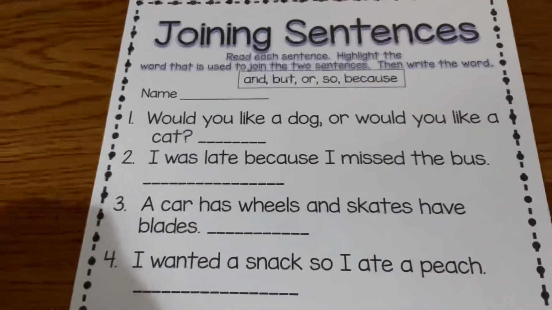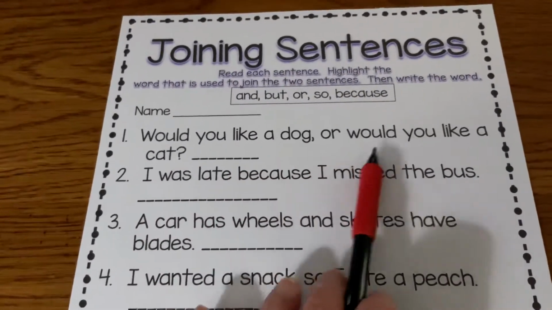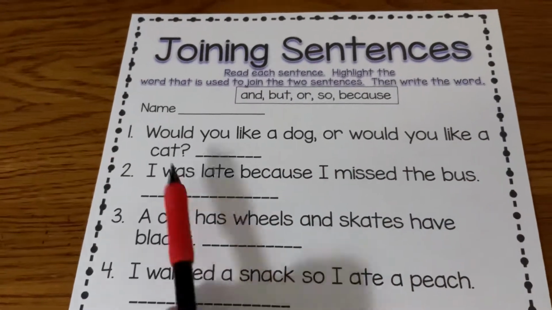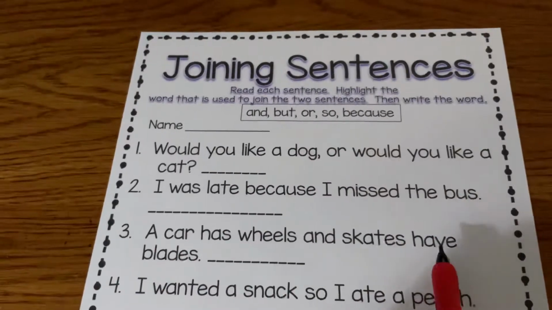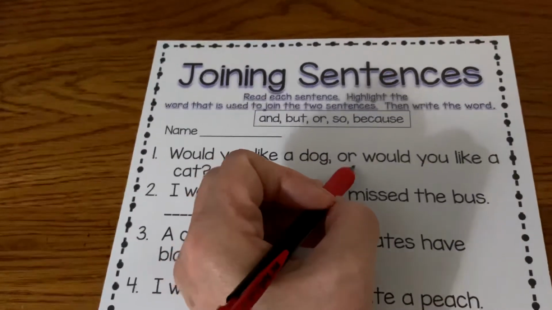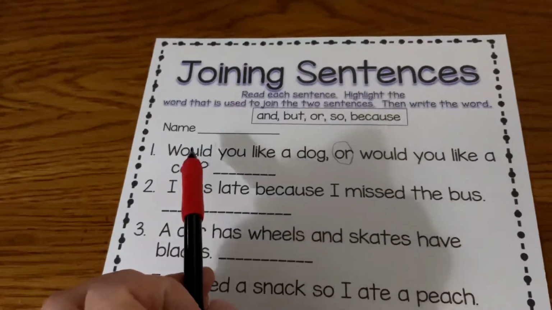Okay, so let's look at number one. Would you like a dog or would you like a cat? Okay, what word joins the sentence? What word that's up here joins the sentences? Oh, it's the word or. We have the word or there. The two sentences are, would you like a dog?